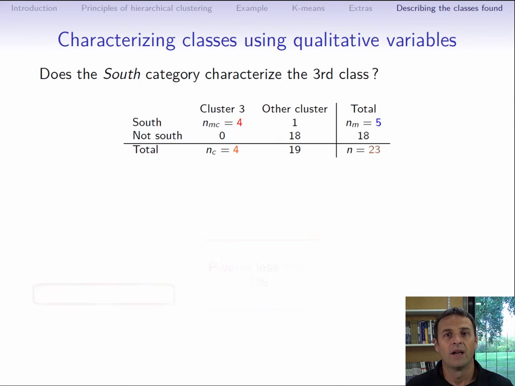Can we also characterize each class in terms of the categories of our qualitative geographic variable? Take, for example, the third class, and let's see if the category South describes it well.